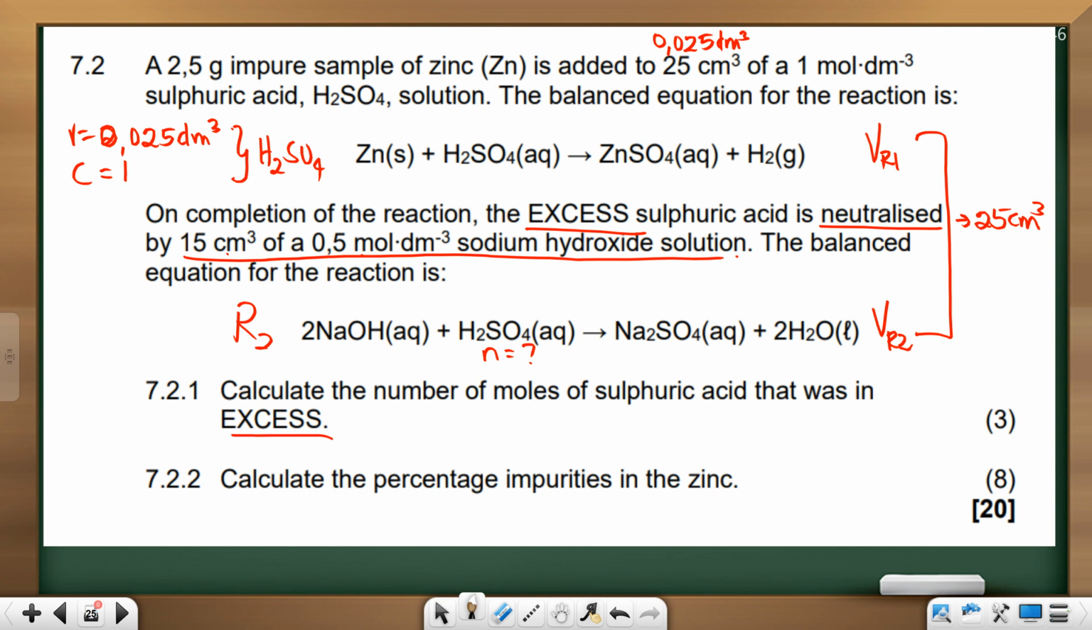No, you use the compounds that you have. In this thing, I know nothing about the sodium sulfate. I know nothing about water. There's no information there.